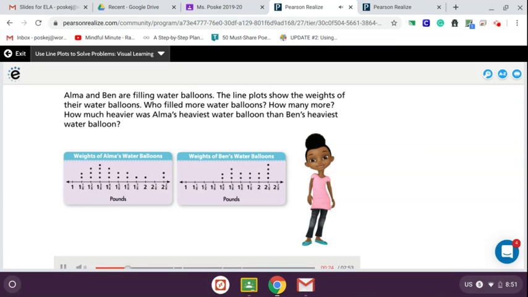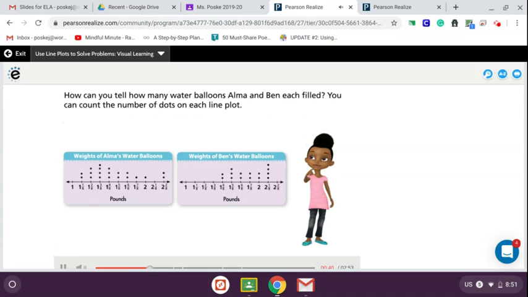Who filled more water balloons? Well, that's easy, right? Alma made 20, Ben made 15. Alma was the one who filled more because she has more. How many more? How much heavier was Alma's heaviest water balloon than Ben's heaviest water balloon? You can find the information you need by reading the line plots.